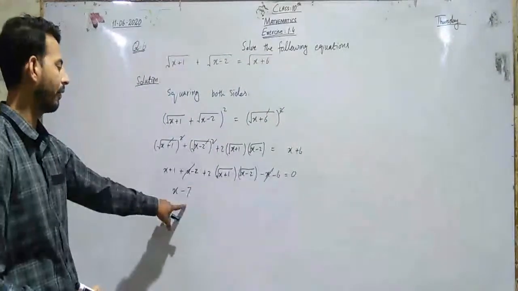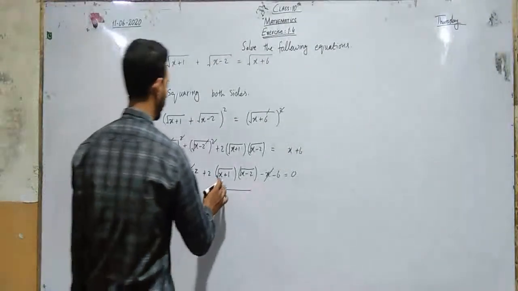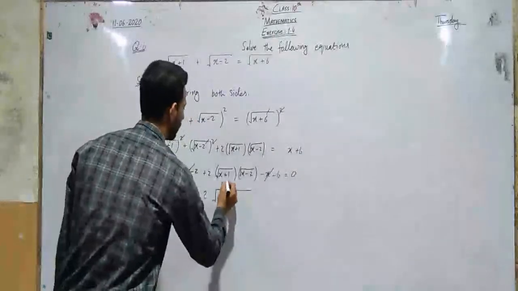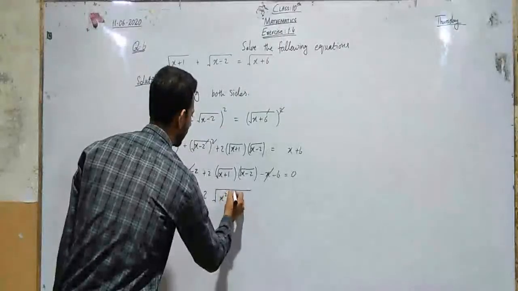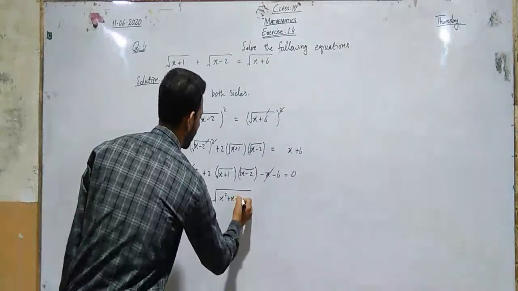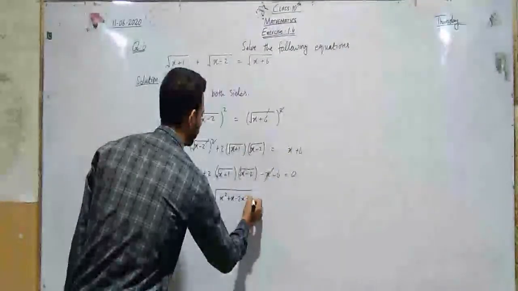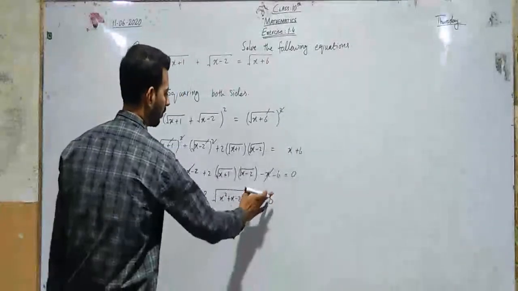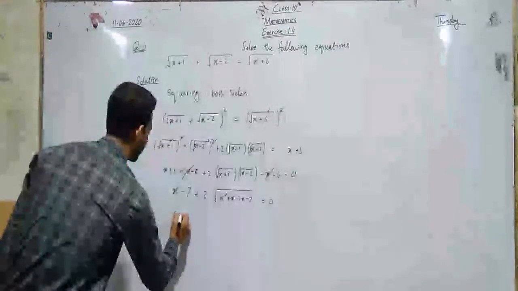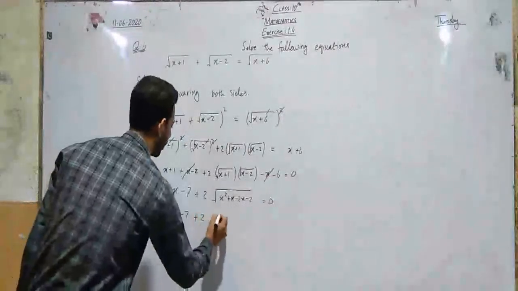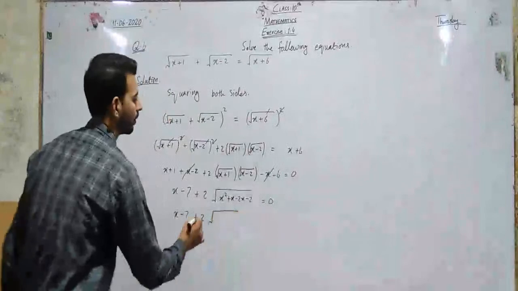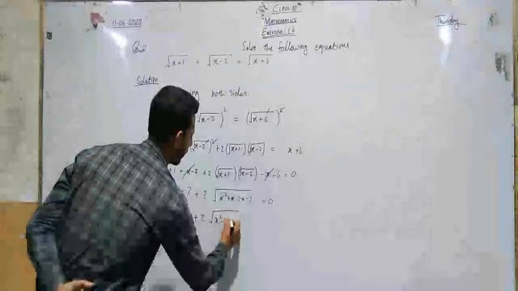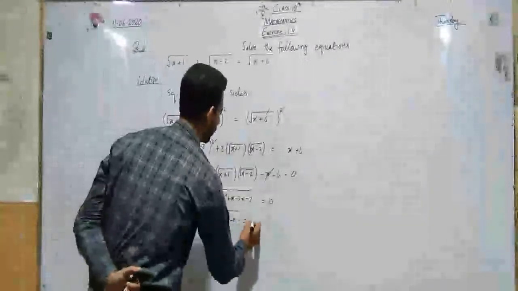So x, multiplied under 1 square root. So x into x square plus x minus 2x minus 2 equals 0. x minus 7 plus 2 into square root of x square minus x minus 2 equals 0.